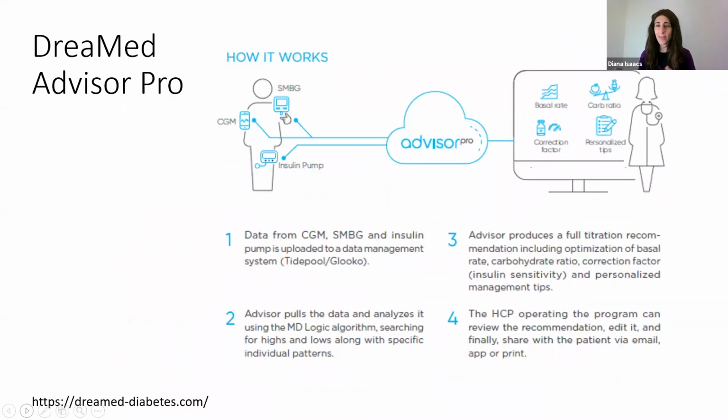Now, that being said, it can be time consuming, right? To go through all of that data and to figure out all those different things. So that's where something like DreamEd Advisor Pro is like a miracle worker, right? It can take that data, all that Omnipod data and the CGM data, and use a very sophisticated algorithm to come up with the best recommendations.